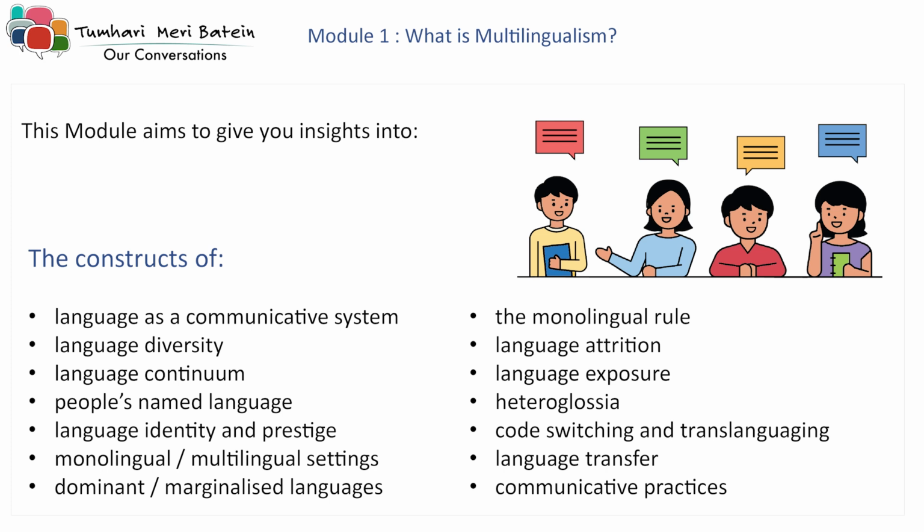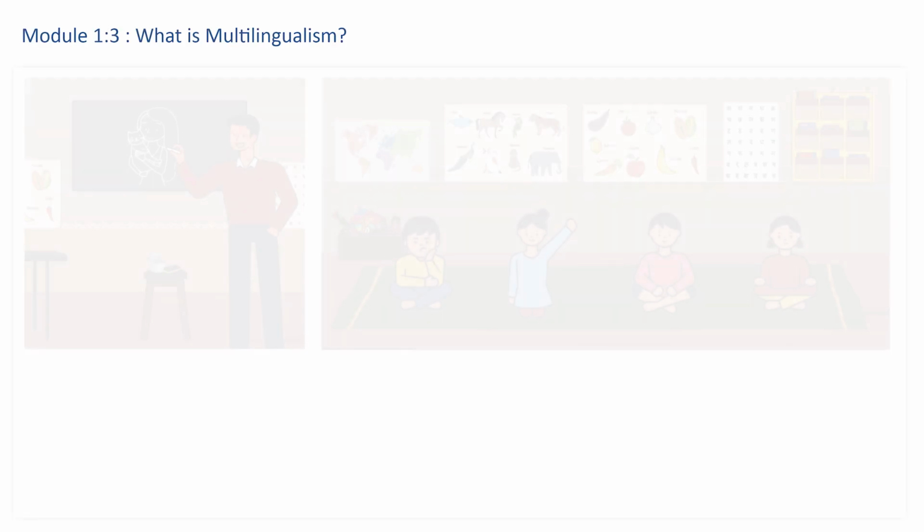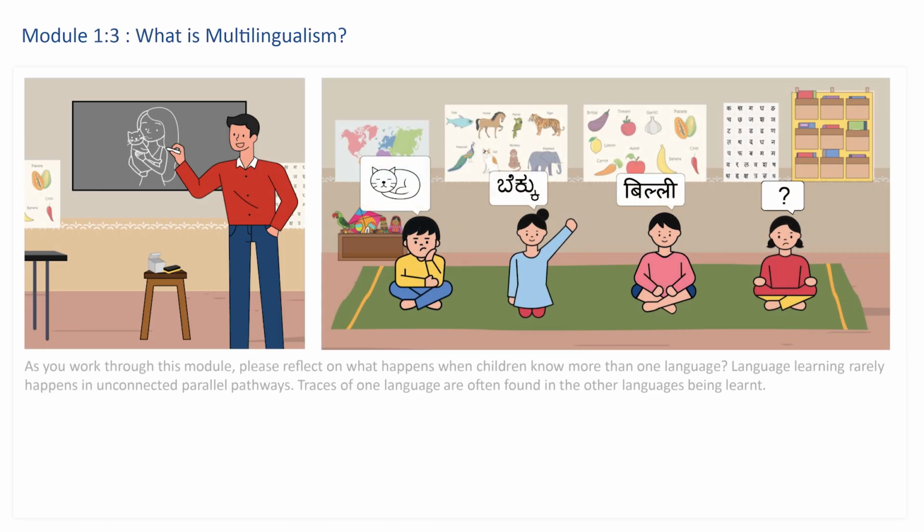In our everyday world, some of the languages we use are often thought of as more prestigious. Some languages become dominant, while others are marginalized. In multilingual environments, children could code switch. They do this by mixing 2 languages into one sentence or saying the first sentence in one language and the next in another. As you work through this module, please reflect on what happens when children know more than one language.